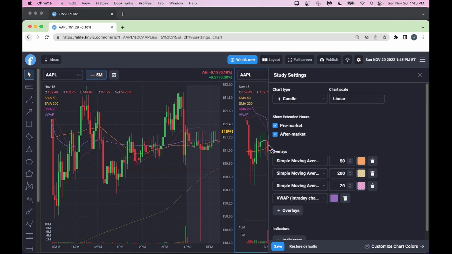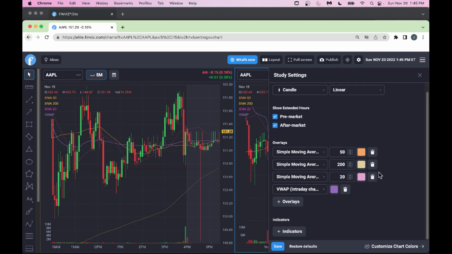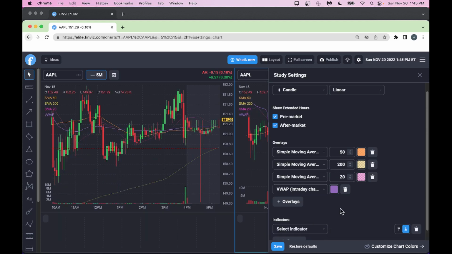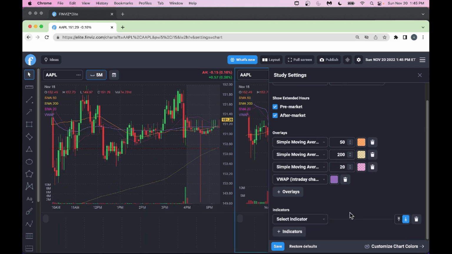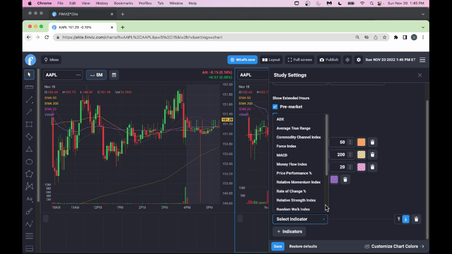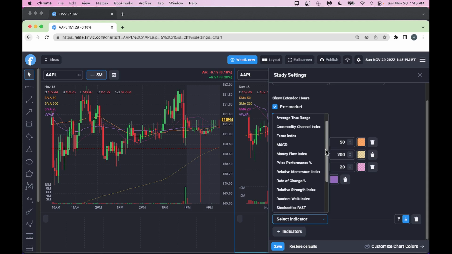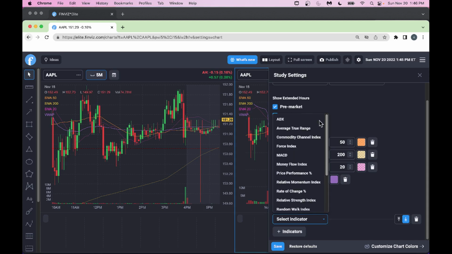These are overlays. Overlay, as many of you know, shows up on the chart itself, along with the stock chart. And there's also one more thing you can add here. You could add some indicators. You can click on the indicator, and look, we got various indicators here, and you can select your indicator, and you got ADX, ATR, MACD, and so on and so forth. So you could choose any of these indicators.